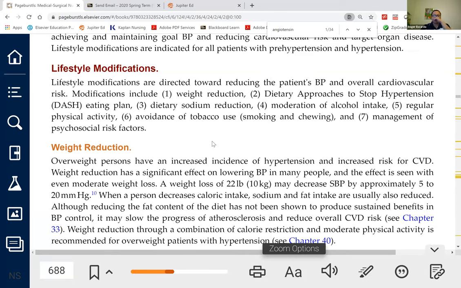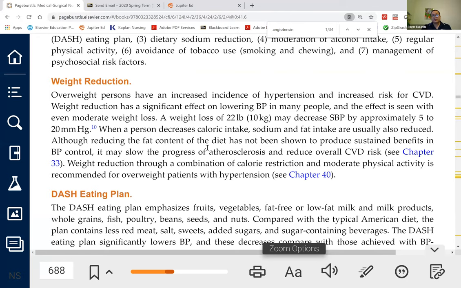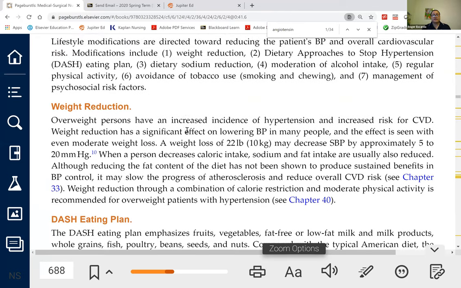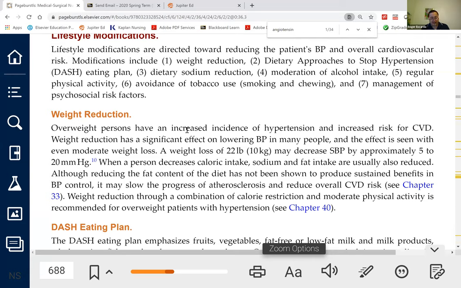DASH is not exclusive to hypertension. This is also applicable to any cardiovascular disease, so this won't be the last time you'll see DASH. Weight reduction, which DASH also helps with, because that would be a diet low in sodium, high in fiber, low in fat, especially red meat.